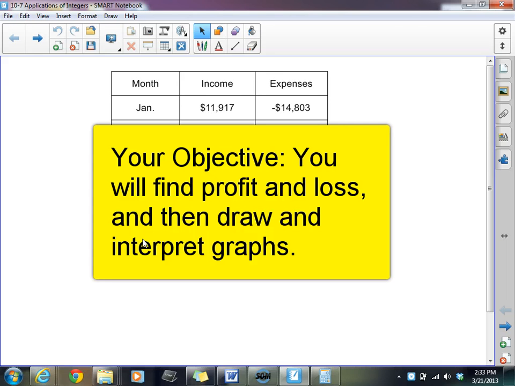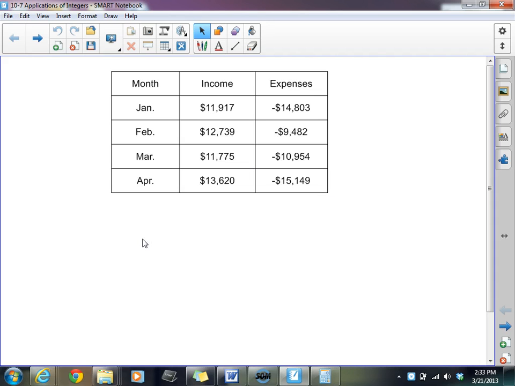Tonight we're going to be applying our knowledge of integers into real-life applications. In fact, the title of the section is Applications of Integers. We are going to be talking about, most likely, one of your favorite things, money. Let's go ahead and start applying integers to money. So, how does money apply to integers and the other way around?